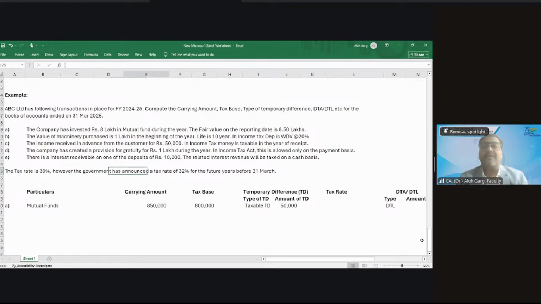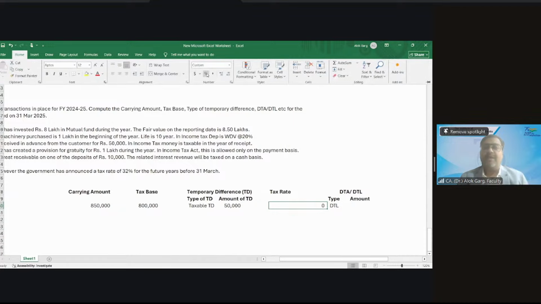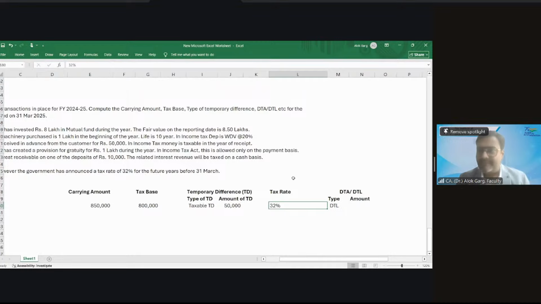However, the government has announced a tax rate of 32% for the future years before 31st March. Should I apply 30% or 32%? 32%. Because this deferred tax is going to be paid. I mean to say this liability is going to be incurred in future, not today, right? This mutual fund is getting sold in the next year, okay?